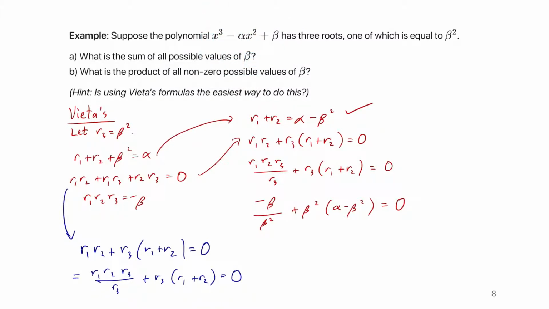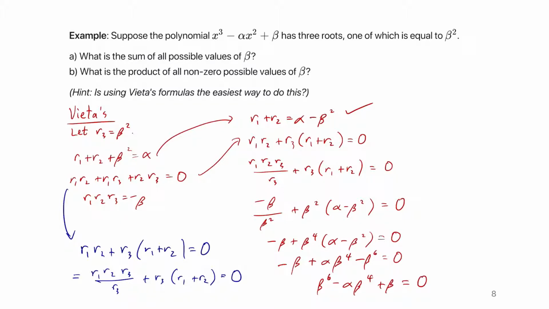And let's see what we get. Let's multiply through by beta squared. Okay, so then I have negative beta plus beta to the 4 times alpha minus beta squared is 0. Again, doing a little bit of simplification, I could say negative beta plus alpha beta to the 4 minus beta to the 6 is 0. And just because I want the coefficient on the leading term to be positive, multiply through by negative 1, and I get beta to the 6 minus alpha beta to the 4 plus beta is 0.